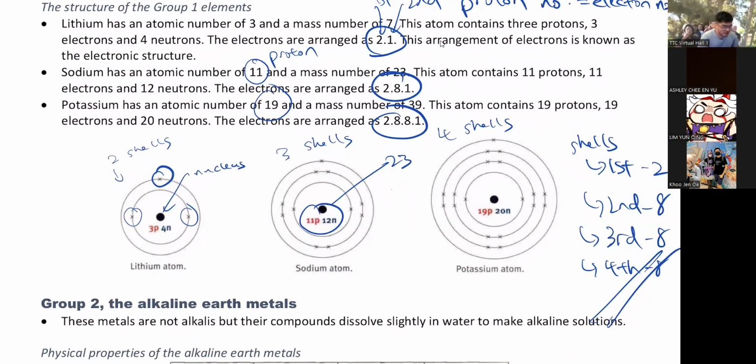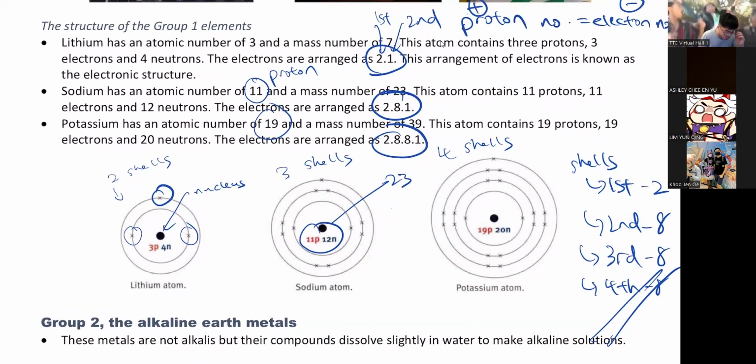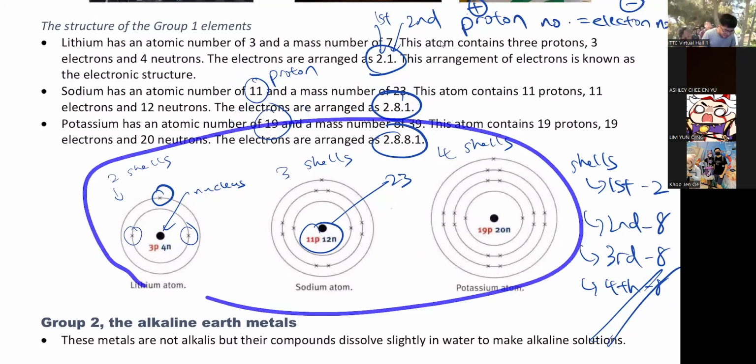All right, as I was saying, we are recapping last week. If you have 11 protons, that means you have 2 in the first shell, 8 in the second, and 1 in the third. So 2 plus 8 plus 1, you get 11. When you add them together, it always equals the proton number. So 19 is 2.8.8.1, because 2 plus 8 plus 8 plus 1 you get 19. This is how they are arranged.